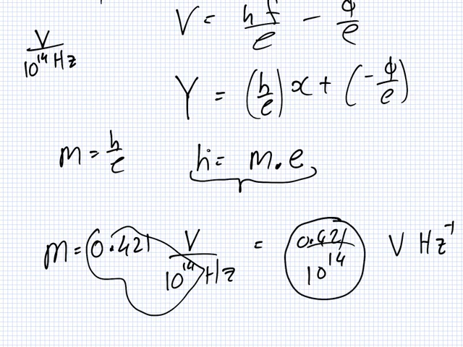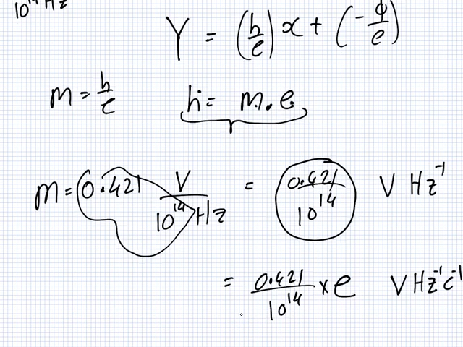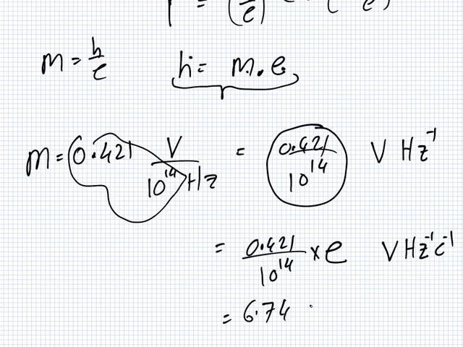If I want the h, I have to multiply m by e. So I'll take 0.421 over 10 to the 14 and multiply that by e, and then we'll have our answer. That will be volts hertz per coulomb. 6.74 times 10 to the minus 34. And that, I believe, is extremely close to the value of h on the calculator. Is it like 6.75, I think?